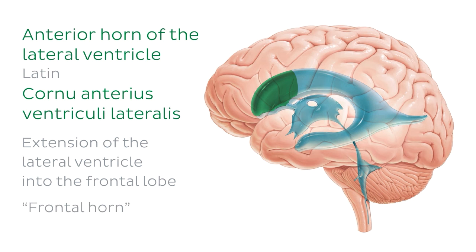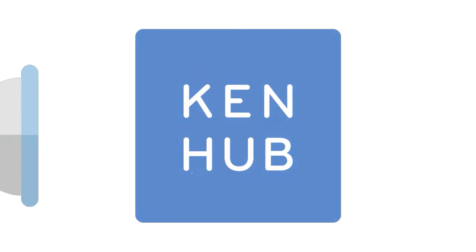The frontal horns of each lateral ventricle are separated medially from each other by the septum pellucidum. The roof of these horns is formed by the corpus callosum, while the floor is formed by the head of the caudate nucleus.